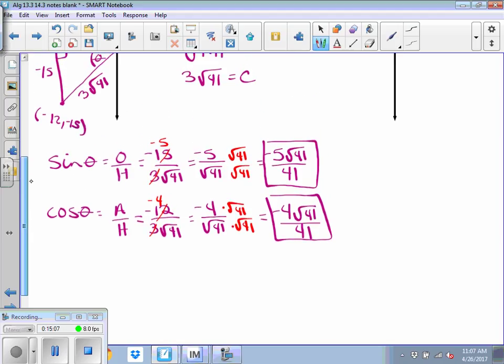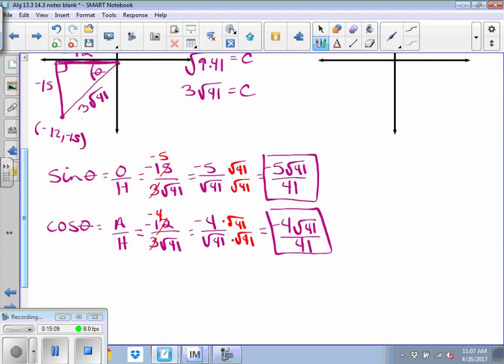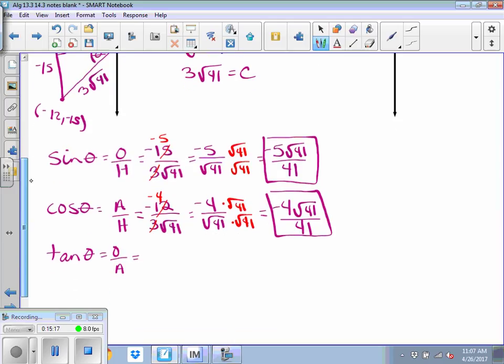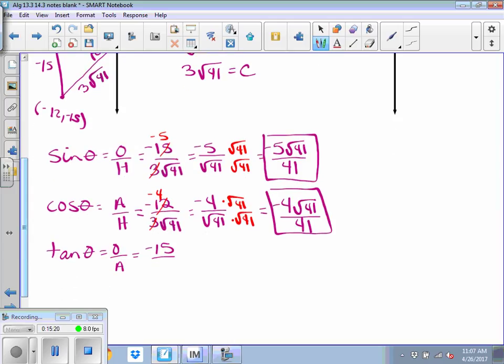Now, tangent is opposite over adjacent. That one's easier. Opposite is negative 15. Adjacent is negative 12. So it's negative 15 over negative 12. My negatives cancel. And I reduce 15 over 12 by dividing them both by 3. So 15 divided by 3 is 5. And 12 divided by 3 is 4.